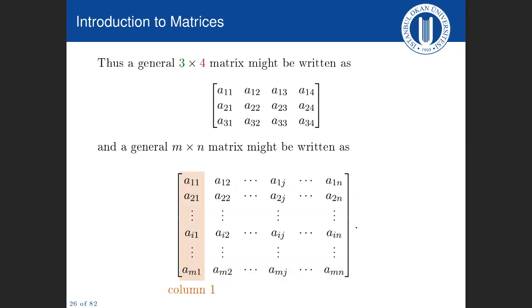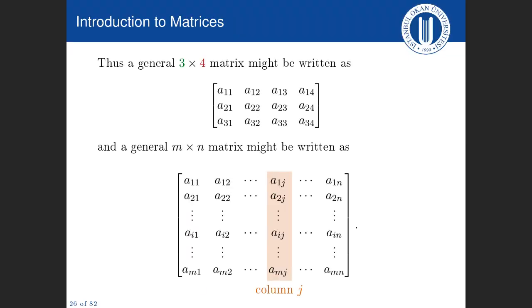Entries in the first column, in column 1, always have second index 1. a11, a21, a31, a41, etc. Always the second number is 1. Column 2, column j, and then finally column n. The entry which is in row i and in column j is aij.